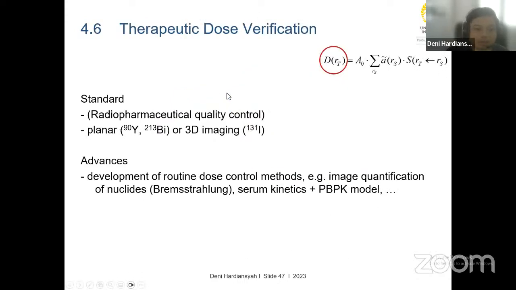The standard one, for the verification, we can perform the radiopharmaceutical quality control. It means that we need to make sure that our radiopharmaceutical drug is stable inside of the blood. So we don't want to have this radiopharmaceutical drug combination destroyed. So we need to have a quality control as well. We can also perform the planar and also 3D imaging. The advanced one, we can perform development of routine dose control method, for example, image quantification of nuclides, serum kinetics, and also PPK model.